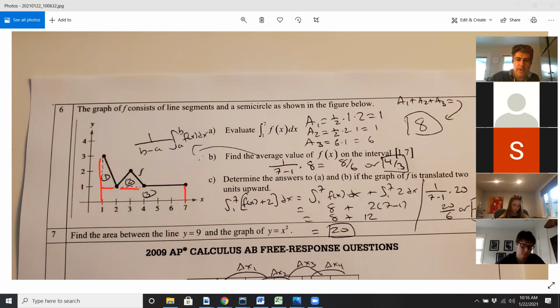So that's how you would want to go about something like number 6. Use geometry, use area. Remember, if it's average value, then just take the integral and multiply by 1 over b minus a. Easy peasy. So hopefully that's okay.